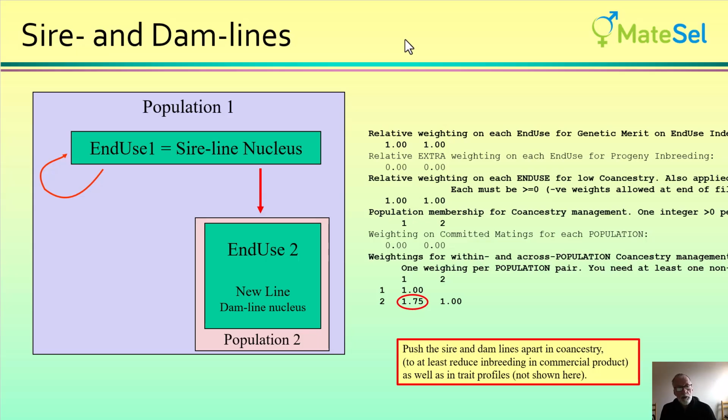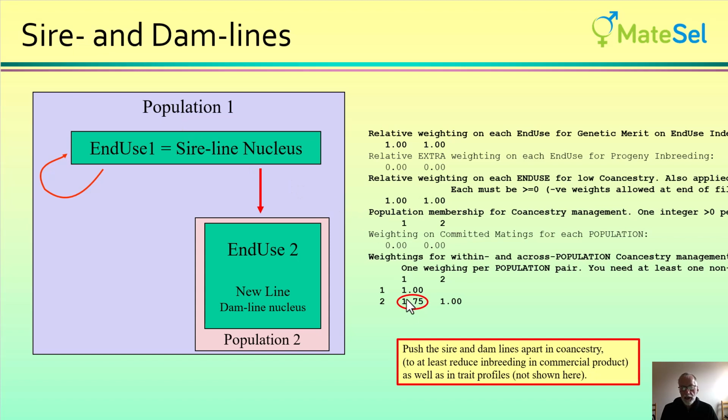So again, we only have to make a small modification to turn this scenario into the information nucleus or genomic reference population scenario. In the case of sire and dam lines, we were trying to pull the populations apart to make them more genetically distinct. Whereas with an information nucleus, we're trying to make it well related to the main population so that it's more relevant for generating genomic EBVs in that main population.